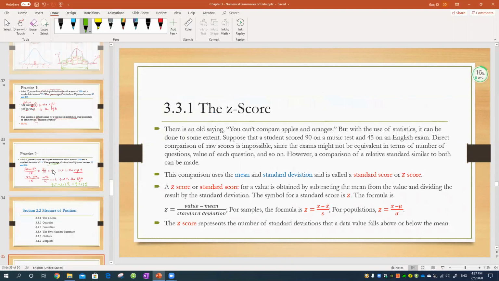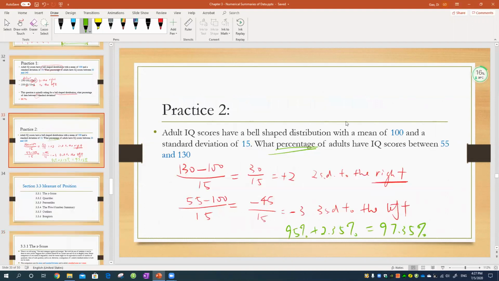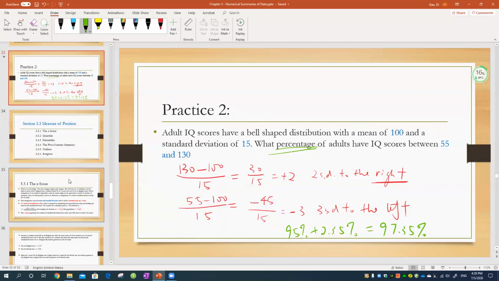So let's recall practice 2. In practice 2, when we calculated the percentage of adults who have IQ scores between 55 and 130, we looked at how many standard deviations 130 is away from the mean. So we use 130 minus the mean, which is 100, and divided by 15. And then we got a positive 2, and we said it is 2 standard deviations to the right of the mean. This process, we actually call the z-score.